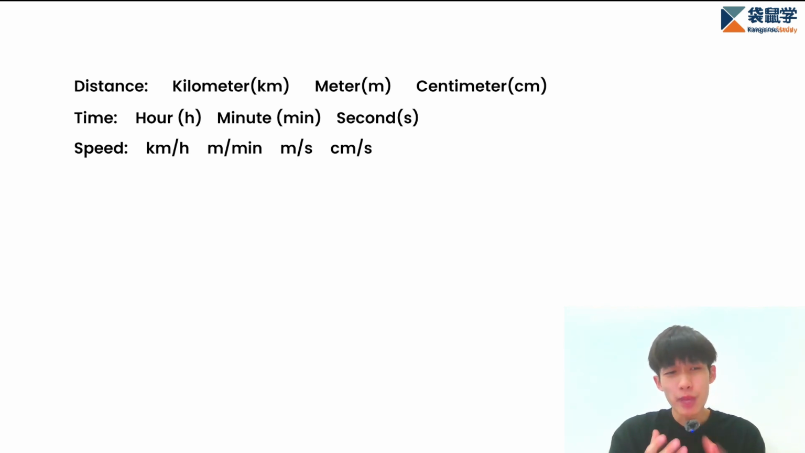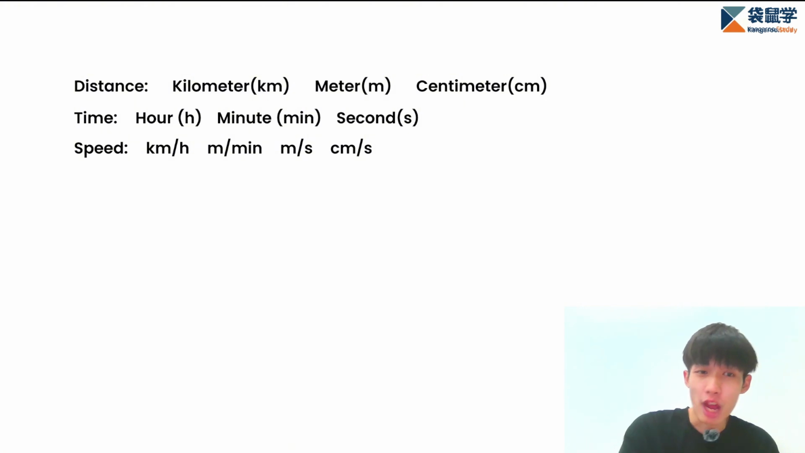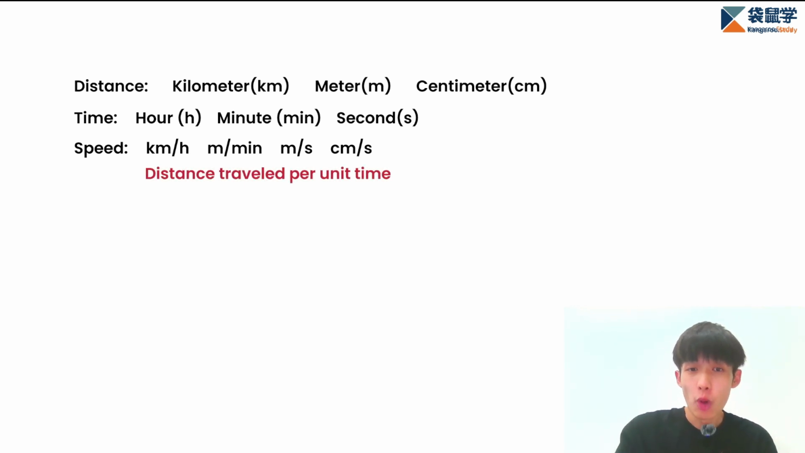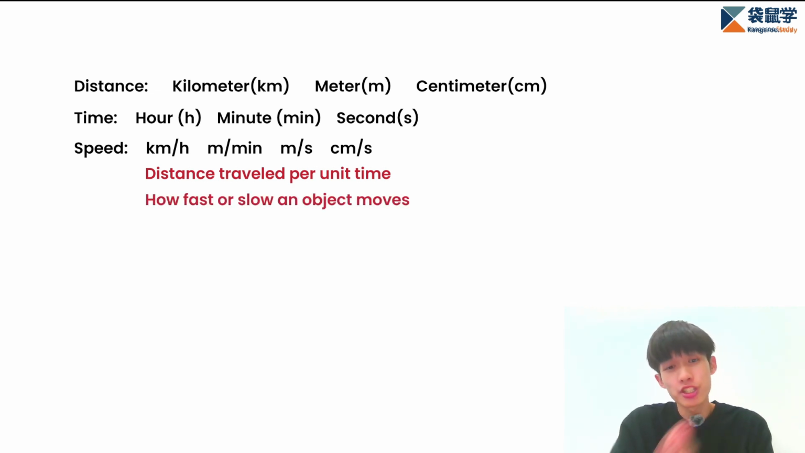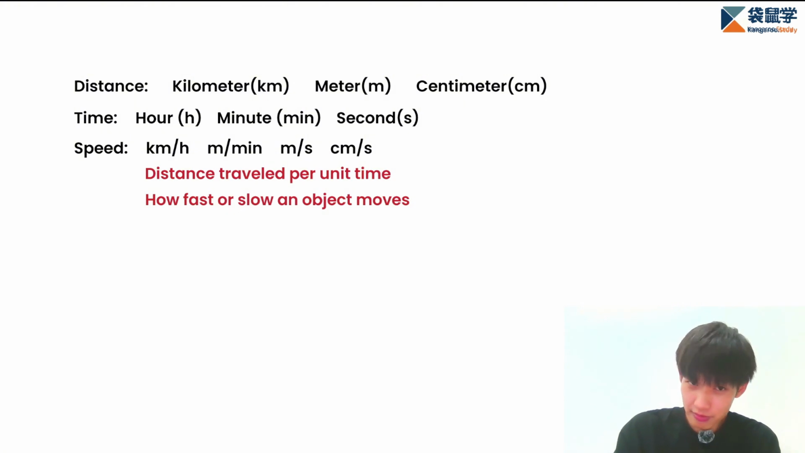So what does speed mean? From kilometers per hour, we can understand it this way: how many kilometers I can travel in 1 hour. So speed means the distance traveled per unit time. For example, in 1 hour how much distance, in 1 minute how much distance, in 1 second how much distance. Another way of saying it, speed can also refer to how fast or slow an object moves.